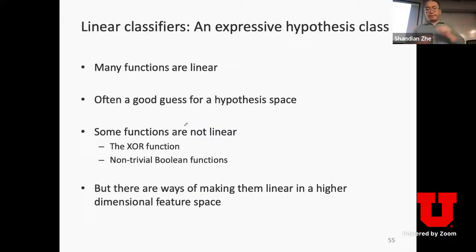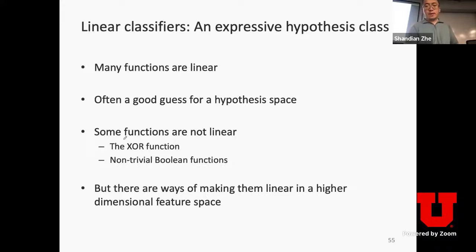So now we have finished our discussion about linear classifier representations. Many functions are linear, as we have seen. So basically, we can view the linear classifier as an acceptable hypothesis class, and it's also a good guess for a hypothesis space. However, we need to realize many functions are not linear. Even for Boolean functions, non-trivial ones like XOR are not linear, meaning that no matter how many training examples you give a linear classifier, it won't perfectly classify every example because of the limitation of its expressivity.